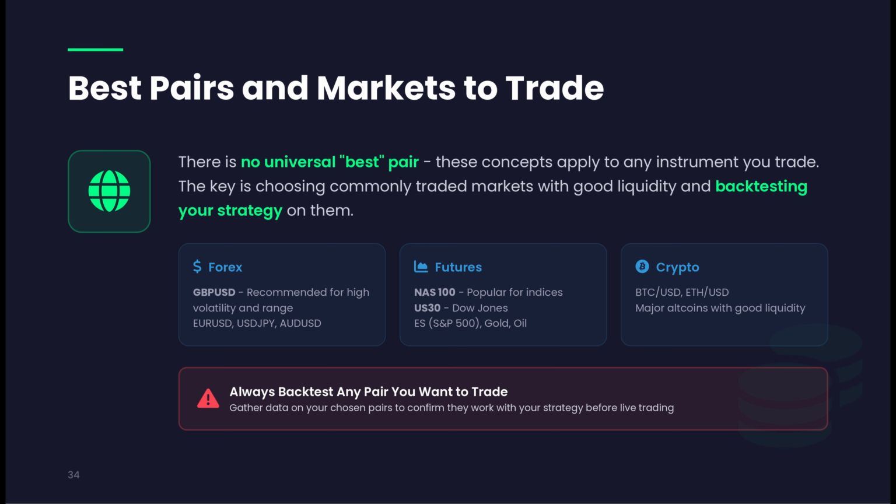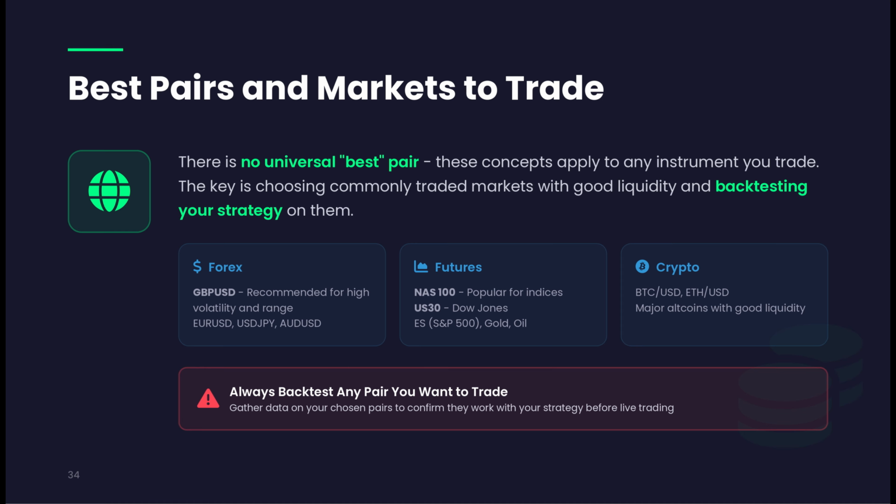There is no universally best pair or market. These top-down analysis concepts apply to any instrument you choose to trade. Whether you're trading Forex, futures, cryptocurrency, or even equities, the principles remain exactly the same. However, and this is important, whilst the concepts are universal, not all instruments are created equal in terms of trading characteristics. Some instruments are more suitable for particular strategies and trader personalities than others.